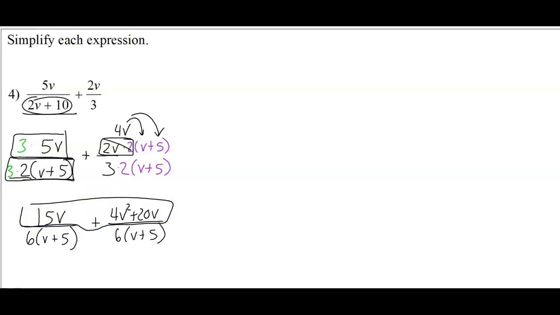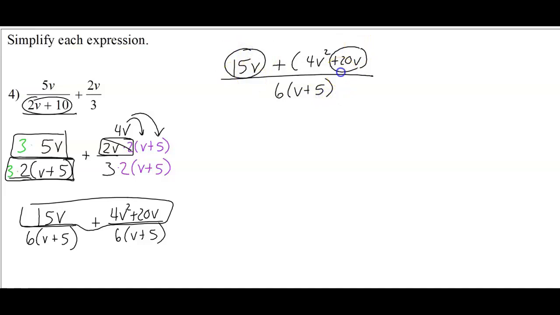The 15v can be combined with the 20v, right? I guess I'll go ahead and write it out like I have been, though. I don't want to get too fancy just yet. So in this case, the 15v can be combined with the 20v to make 35v.